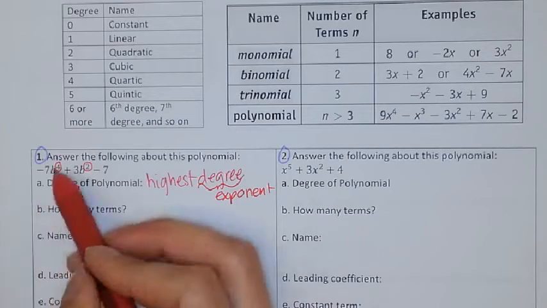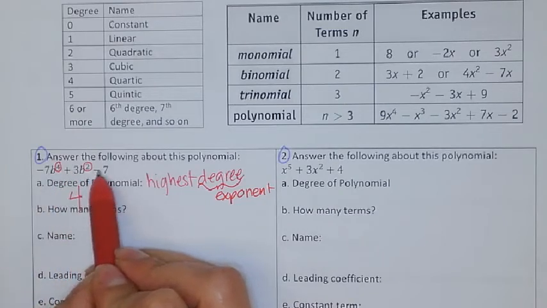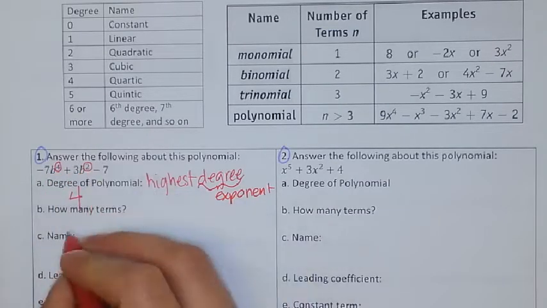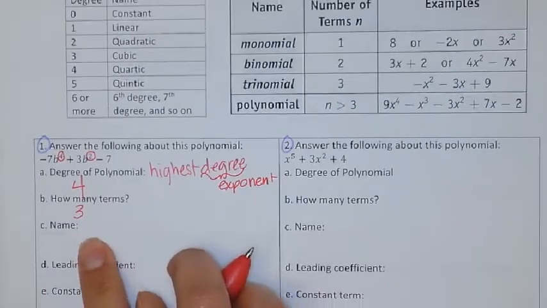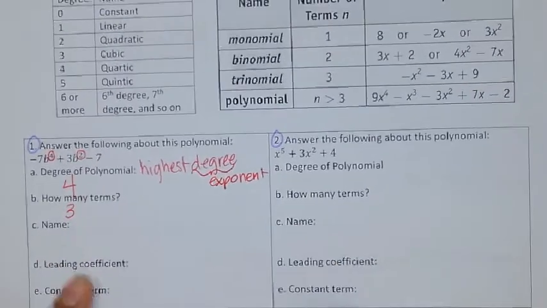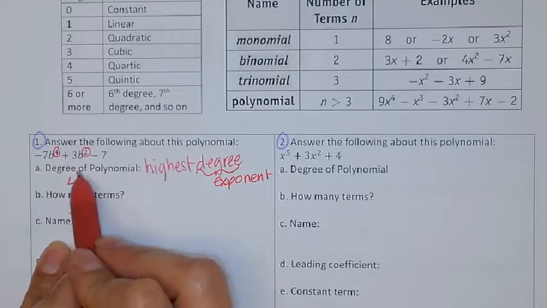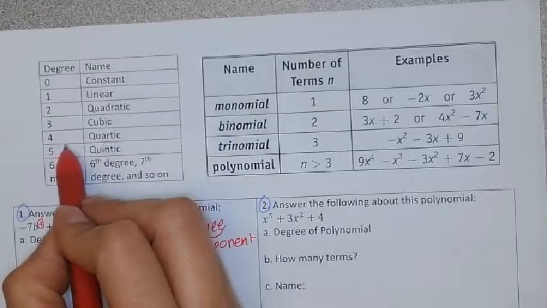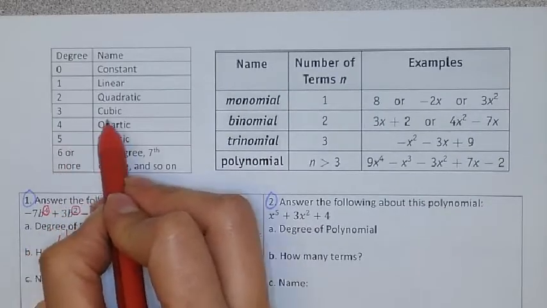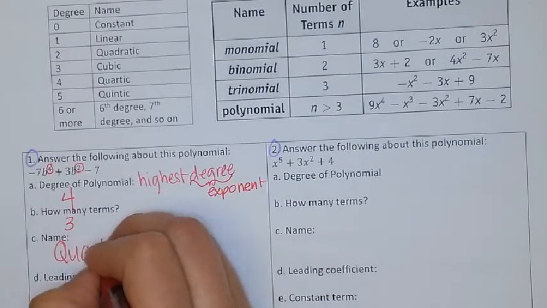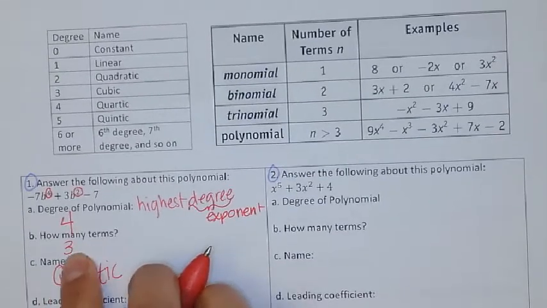The terms, okay, remember they're separated by plus or minus. This is 1 term, 2 terms, 3 terms. The name is kind of like they have a first name and a last name. The first name would go from the degree of polynomial. So if it's degree 4, okay, I give you the cheat sheet here. Degree 4 would be quartic. So we would write quartic. And then it has 3 terms.